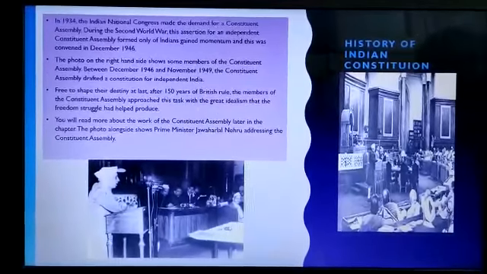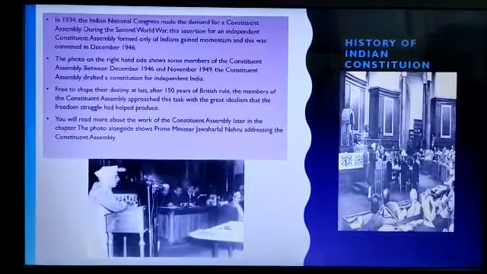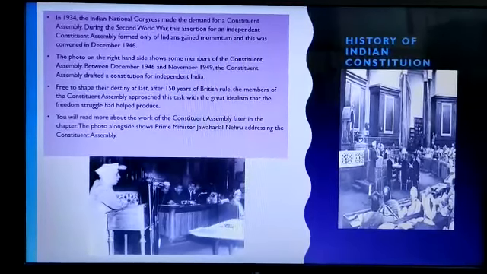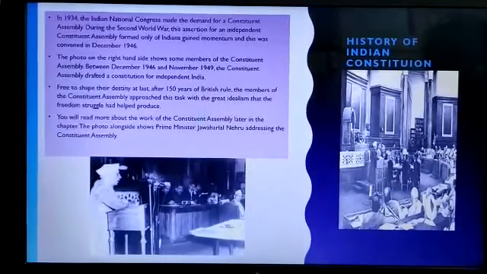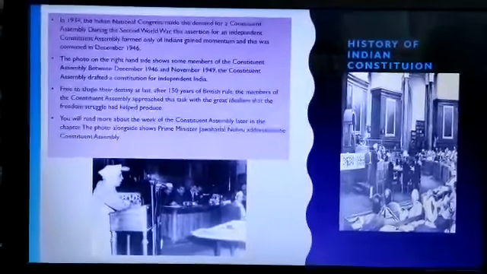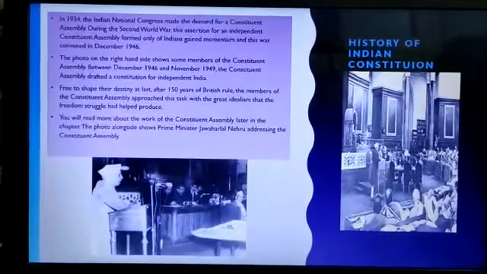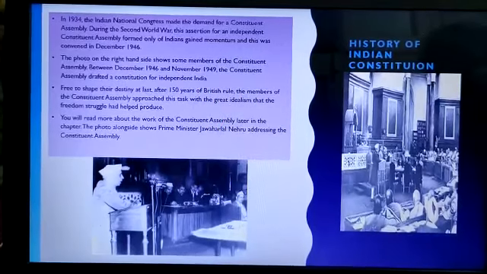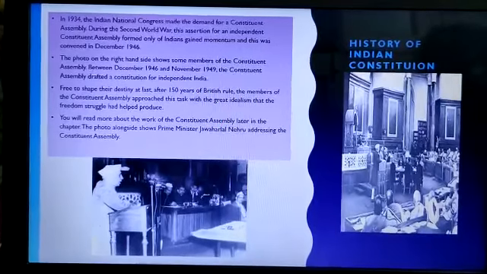Free to shape their destiny at last. After 150 years of British rule, the members of the Constituent Assembly approached this task with the great idealism that the freedom struggle had helped produce. You will read more about the work of the Constituent Assembly later in the chapter. The photo alongside shows Prime Minister Jawaharlal Nehru addressing the Constituent Assembly.